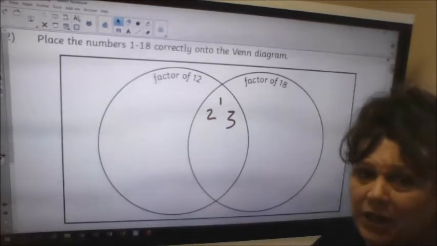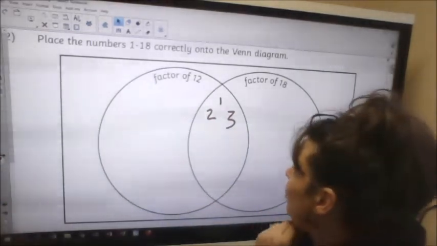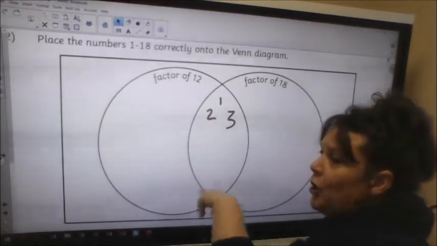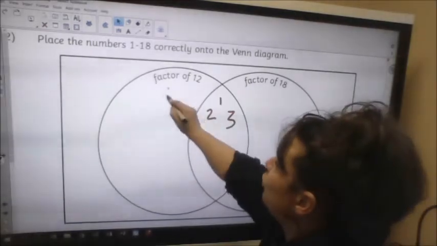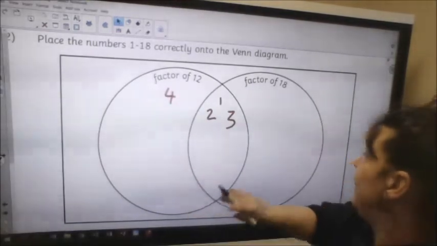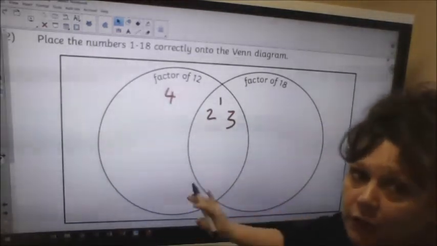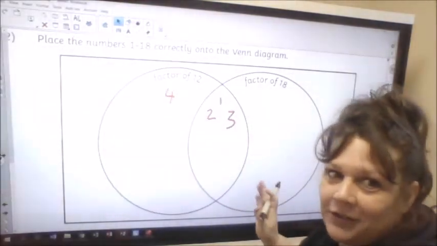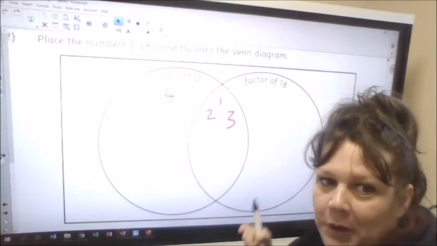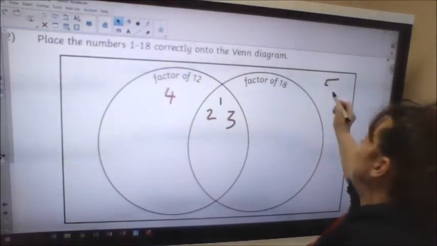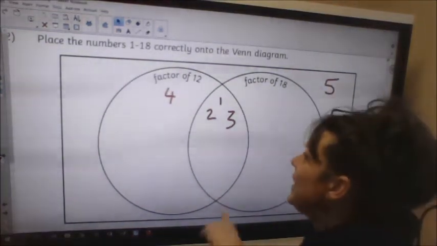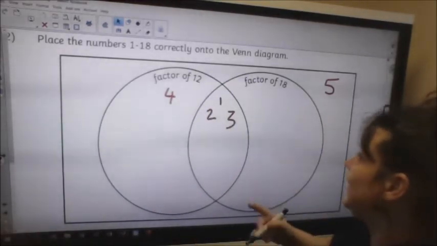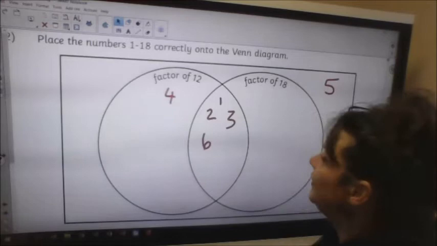Didn't get any, did we, apart from 1 in the previous one. So let's have a look at 4 then. Well, 4 goes into 12, but it doesn't go into 18. So 4 would go there. 5 isn't a factor, sorry, I'm getting my factors and multiples going mad. 5 isn't a factor, so it goes around the outside. 6 goes into 12 twice and into 18 3 times, so 6 goes here.